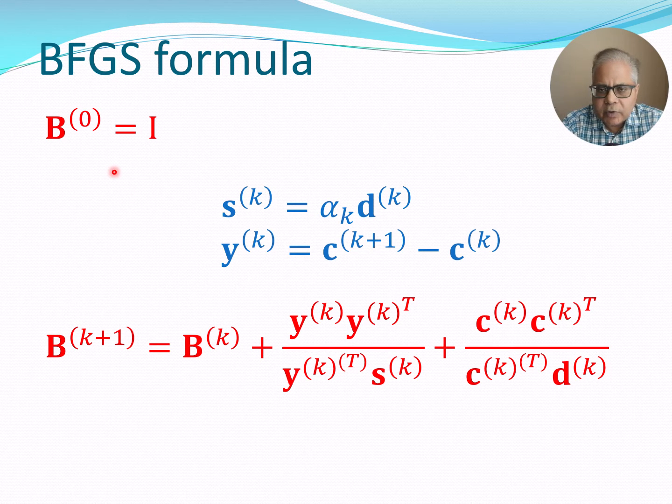Now, just to recapitulate the BFGS formula, I will need to start with B0 as I. I will need to build up these two vectors, Sk and Yk, and then I will need to update the B matrix using this formula here.